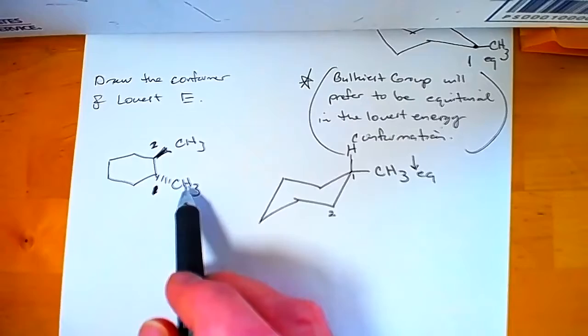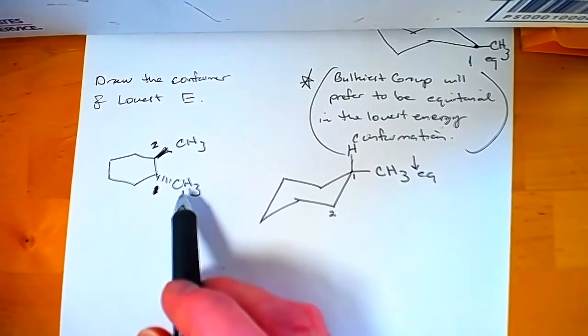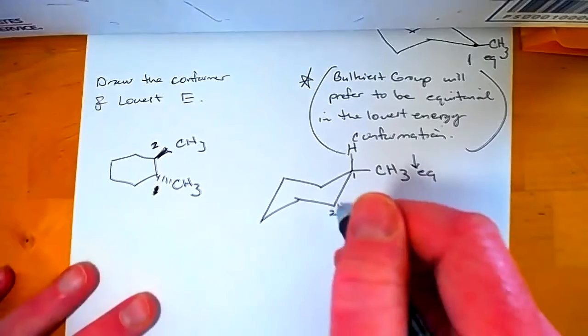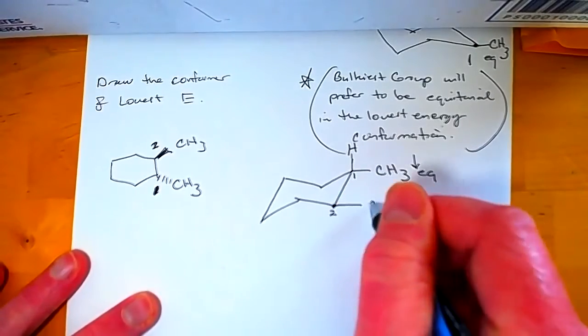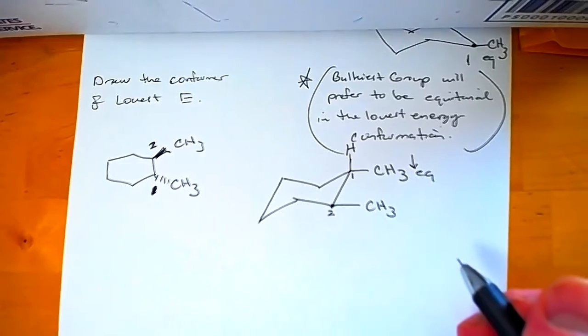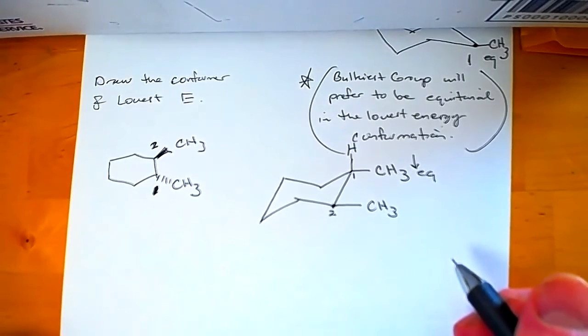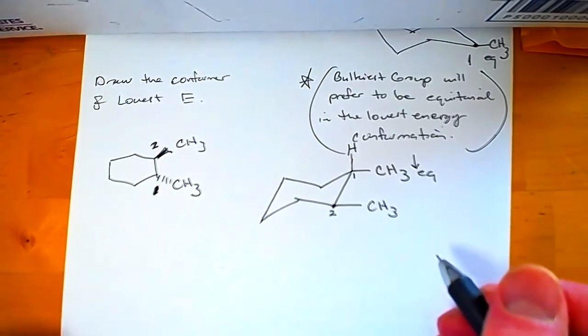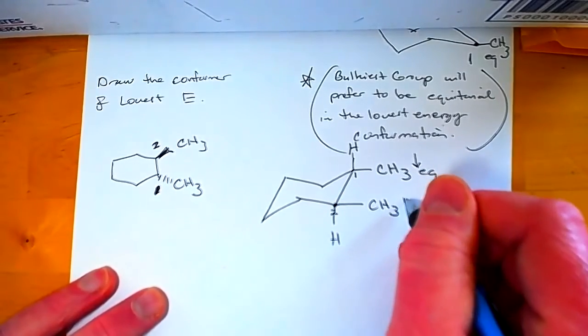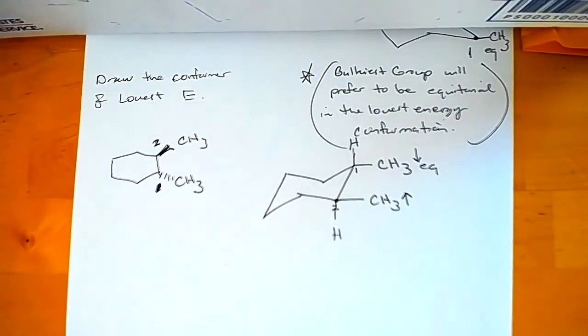Now, if this is going to be trans, then that means one group is pointing down, the other group needs to be pointing up. So the reason why on number 2 that the CH3 group is equatorial is not because it wants to be equatorial, it's that it has to be drawn that way because that would be the position where that methyl group is pointing up.